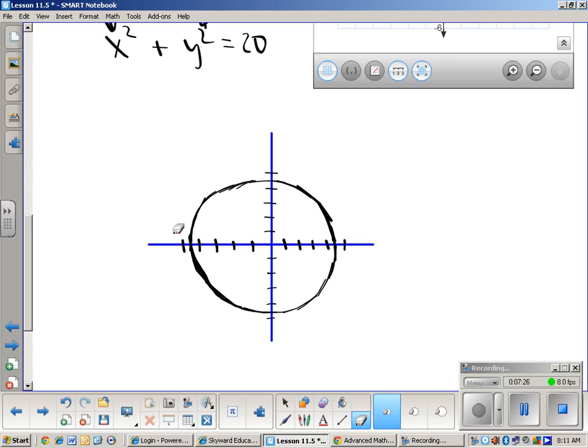But anyway, that's what I would do. It doesn't have to be perfect when you sketch that in. Okay? All right.